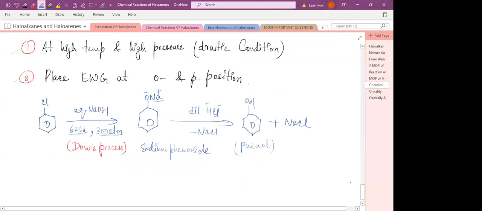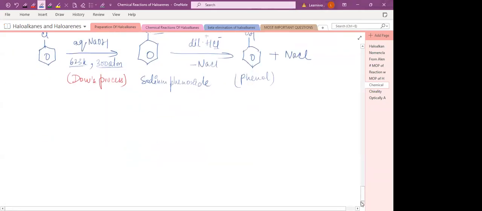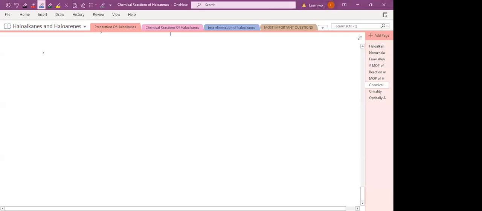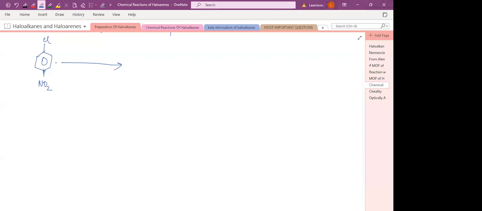Now, second condition. So see some examples. Suppose we have again the haloarenes. Now, what happens when you attach the nitro group at the para position? Okay, what is the position? So this is your para position, corresponding to this. At the para position you have added a nitro group, and you know very well that the nitro group, NO2, is an electron withdrawing group, which shows a minus I effect.